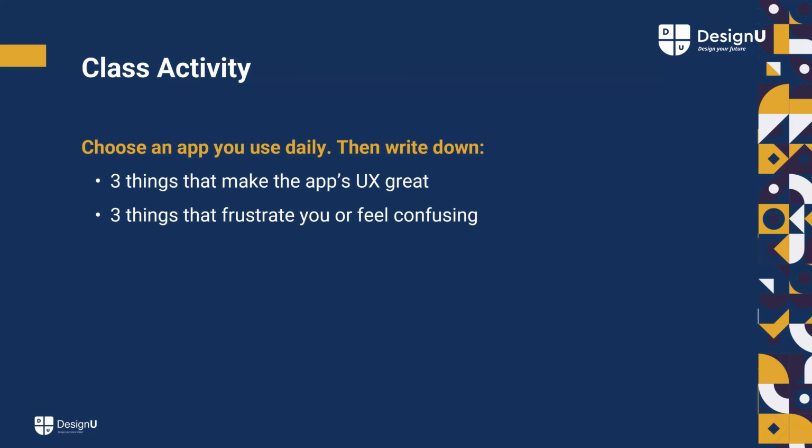So after this initial introduction, you're going to have to create your own understanding of what UI and UX is. And that is going to be done using these class activities. You have to choose an app that you use every day. Then you write down 3 things that make the app's UX great based on the explanation I've given. Then 3 things that frustrate you about this app that you have been using or feel confusing.